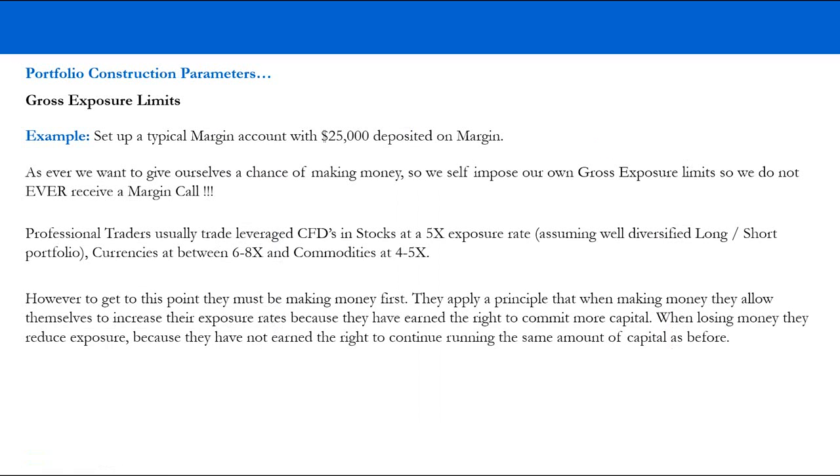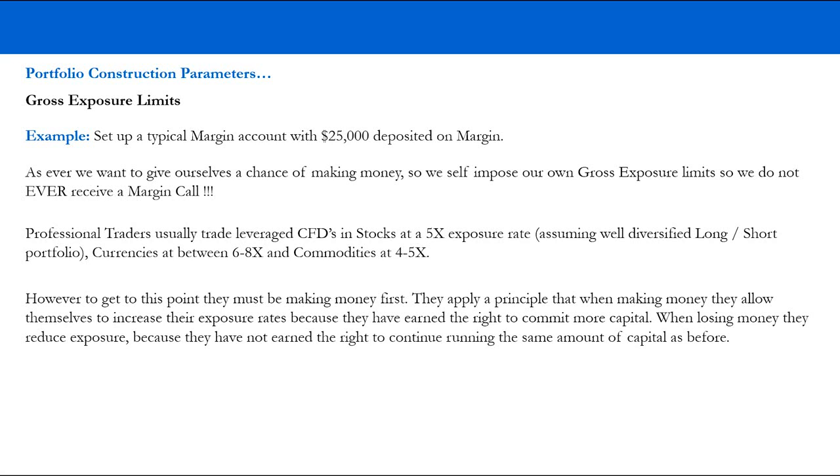The example here is to set up a typical margin account with $25,000 deposited on margin. And as ever, we obviously want to give ourselves a chance of making money. So we self-impose our own gross exposure limits so we don't ever receive a margin call.